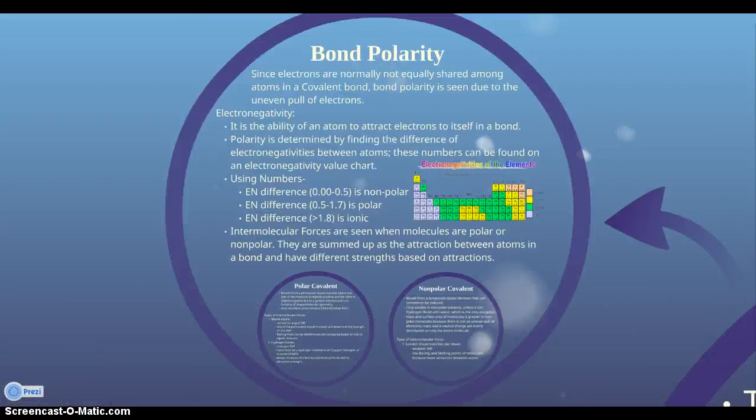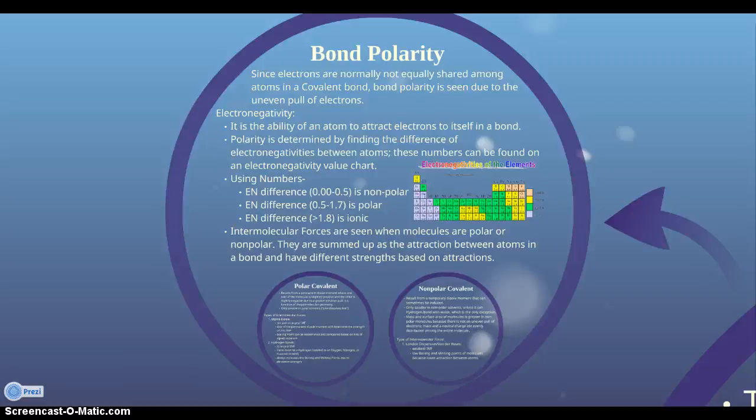Bond polarity. Since electrons are normally not equally shared among atoms in a covalent bond, bond polarity is seen as the uneven pull of electrons. So electronegativity is what basically helps you find bond polarity. It's the ability of an atom to attract electrons to itself in a bond.